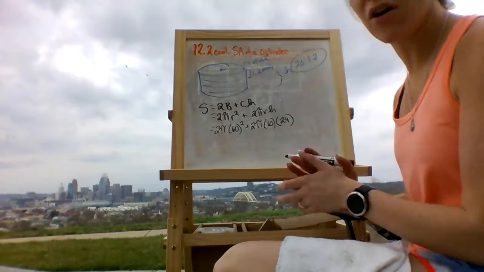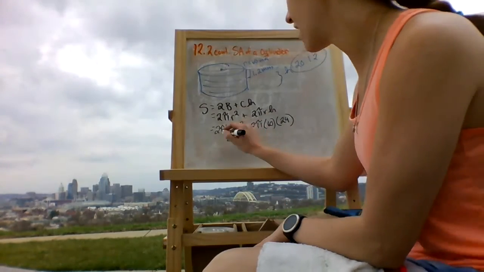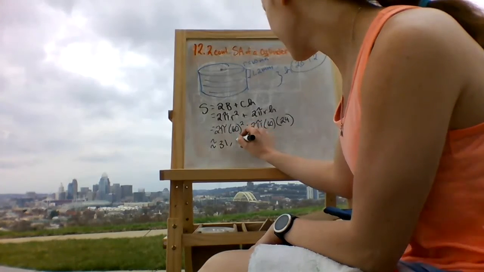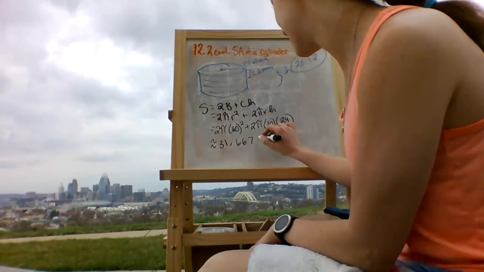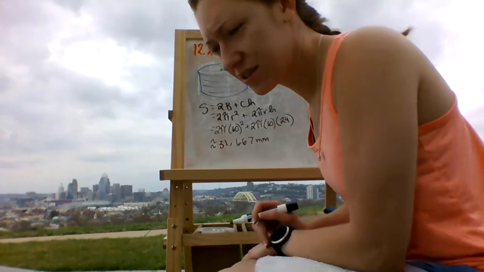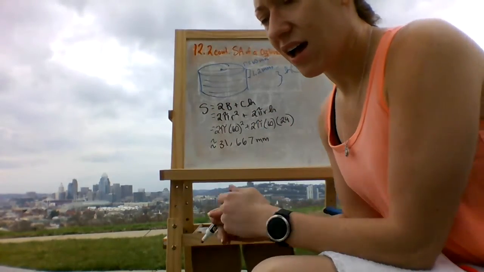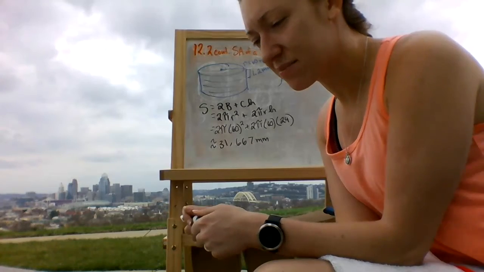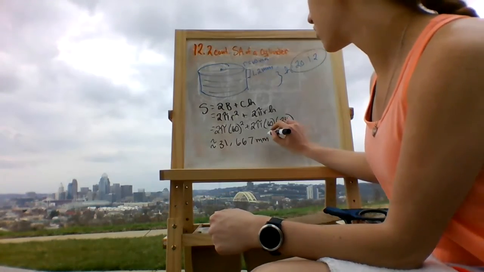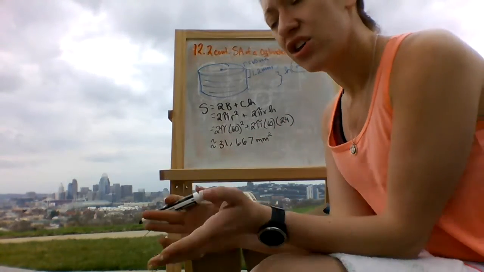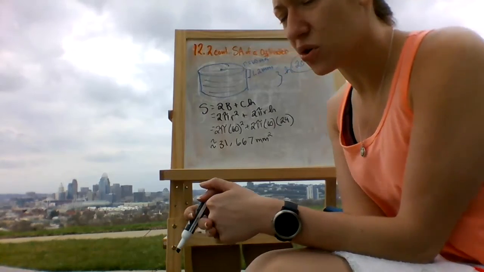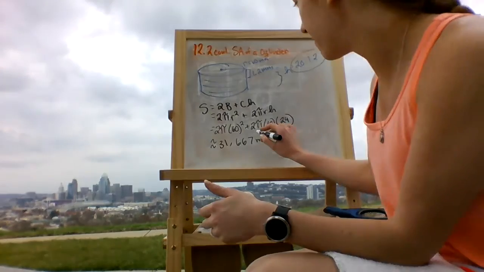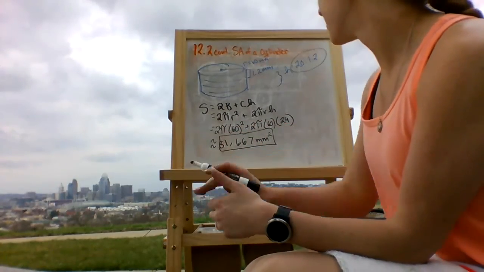Then I type all of that into my calculator, and I should get approximately 31,667 millimeters squared. Now, since it is in the metric system, you can convert that. It is a surface area. You can convert that to centimeters or meters. It just depends on what you want to use, but that answer will do.